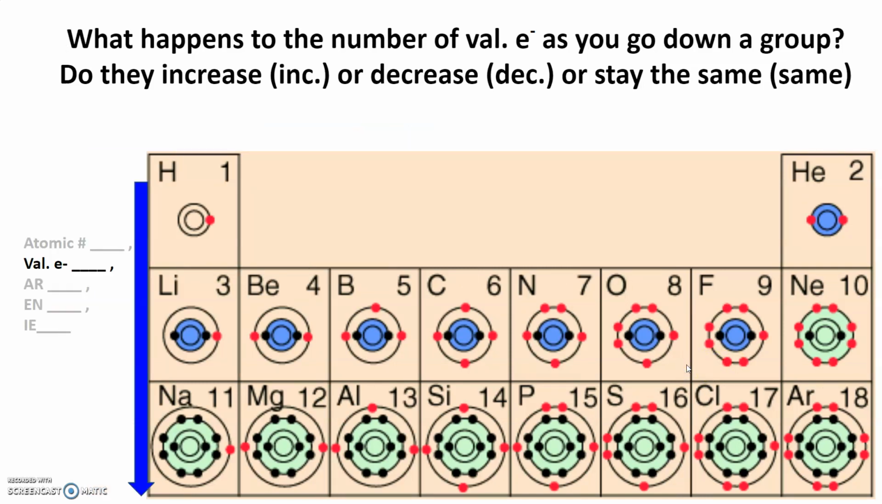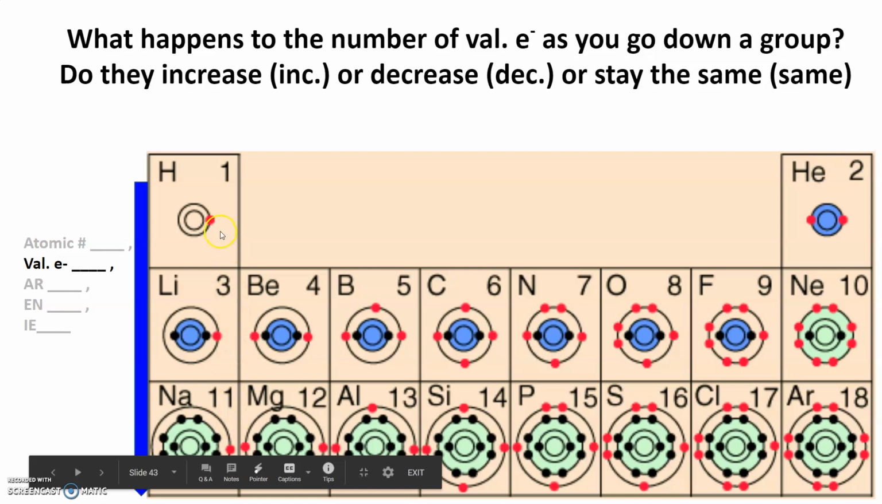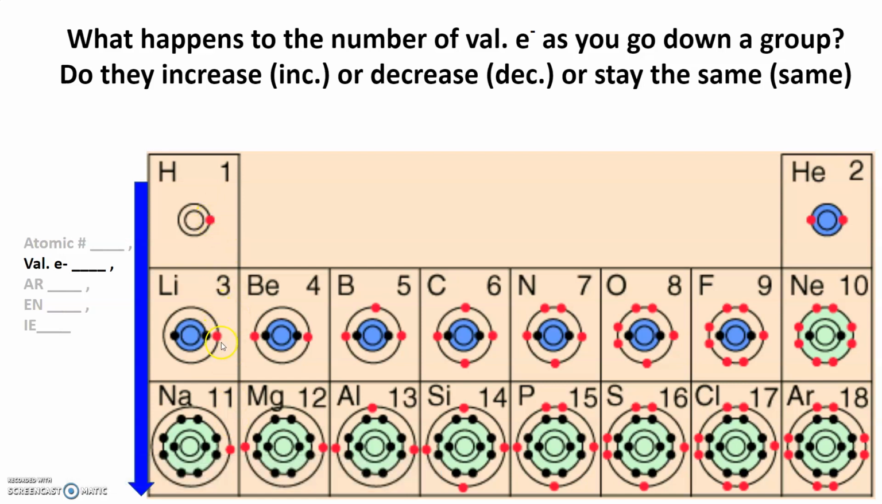Now we're going to look at what happens to the valence electrons as we go down. So if we focus on one group, let's say group 1, if we start with hydrogen, it has 1 valence electron. Lithium has 1, and sodium has 1. And remember, I know it has 1 because it only has 1 electron in the outermost shell. Those electrons are shown as the red dots.